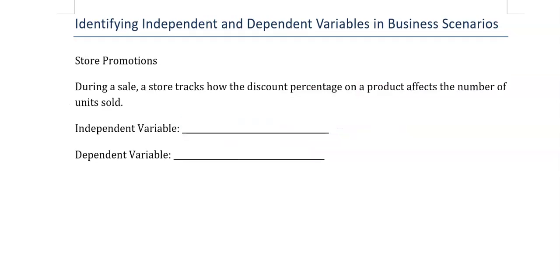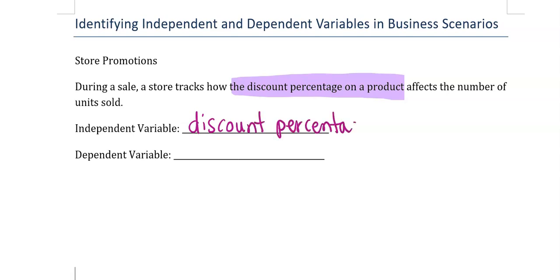Our final example is about store promotions. During a sale, a store tracks how the discount percentage on a product affects the number of units sold. What I can control as the store owner is the discount percentage on the product. What that will affect is the number of units sold. So my independent variable will be the discount percentage, and my dependent variable will be the number of units sold.